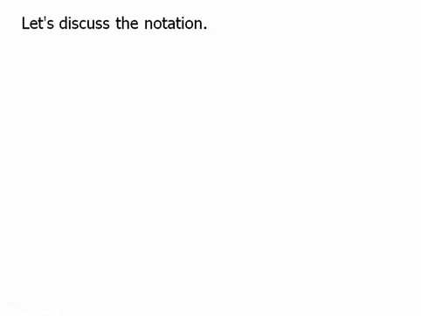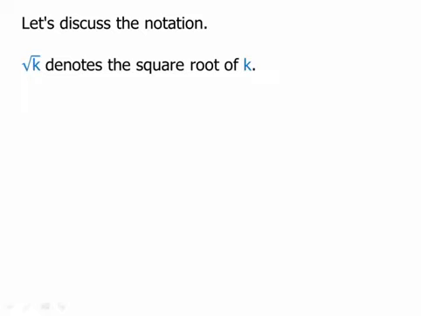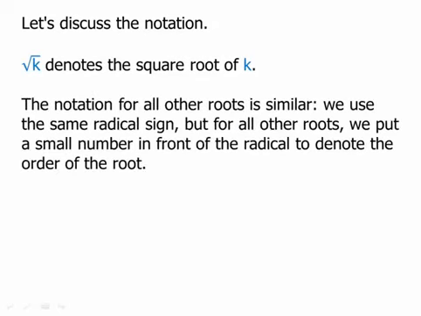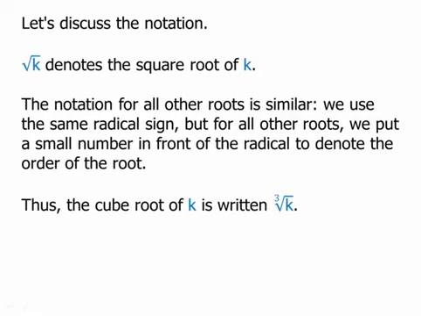So first of all, let's talk about the notation. Square root of k, radical k, denotes the square root of k. The notation for all other roots is similar. We use the same radical symbol, but for all other roots, we put a small number in front of the radical to denote the order of the root. In other words, are we taking a cube root, a fourth root, a fifth root, etc. So for a cube root, what we would do is put a little 3 in front of the radical sign, and that would denote the cube root of k.